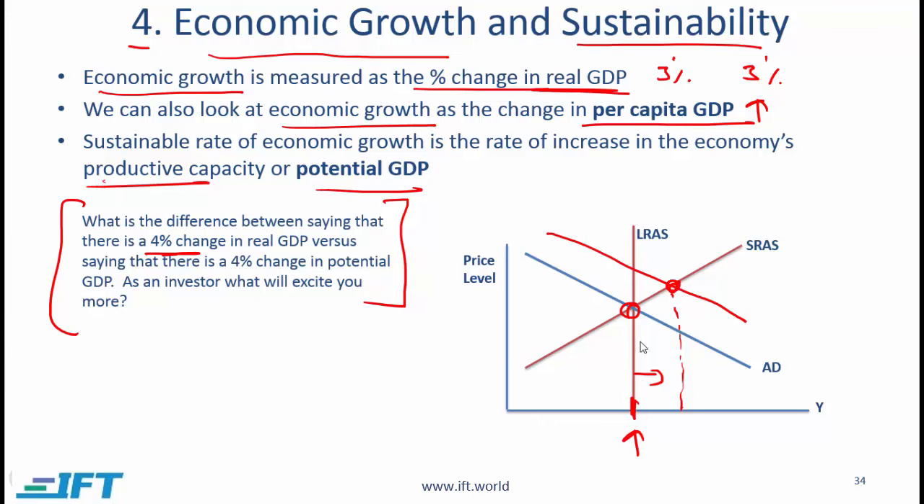So as investors, we'll be much happier with a situation where the long-run aggregate supply or the potential GDP has increased by a certain amount, as opposed to a situation where the equilibrium point or the real GDP has just gone up short term and eventually it might come back to the original point. So the answer is, what will excite you more? The 4% change in potential GDP will excite an investor more.